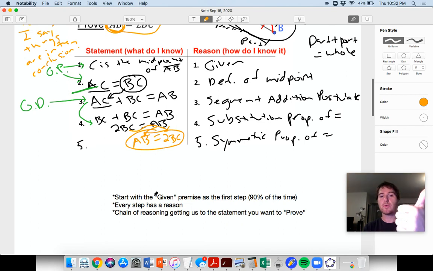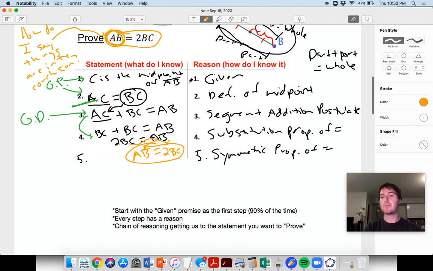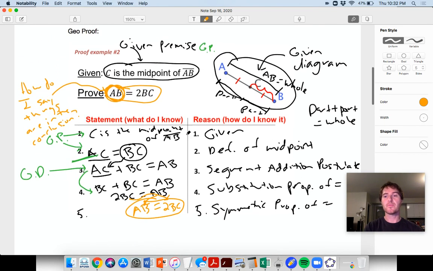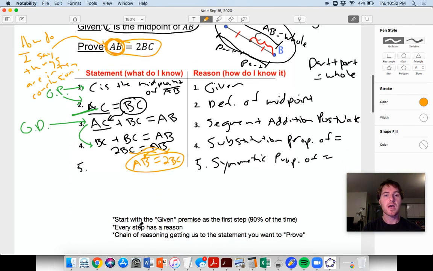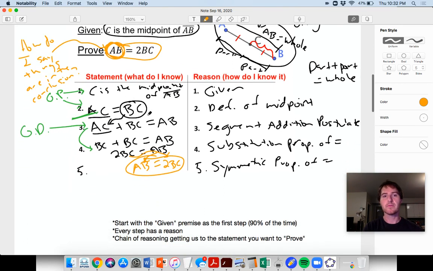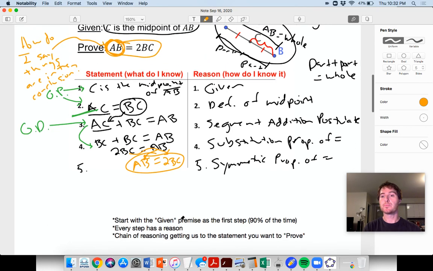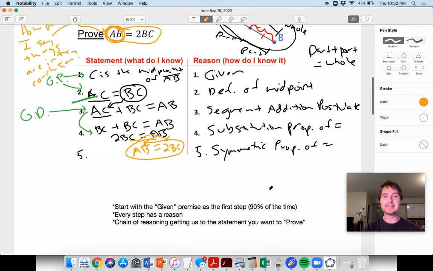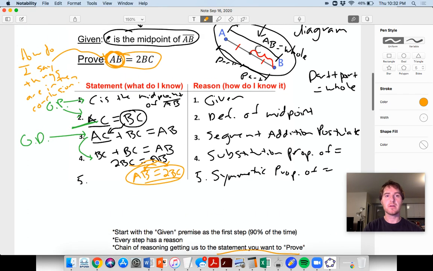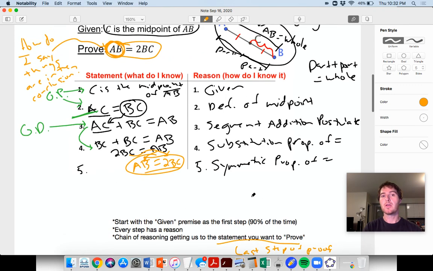To summarize, right? We start with the given premise as the first step about 90% of the time. So that's it. We take our given premise, first statement, and kind of proving this. Every step has a reason, right? Given for the first step. And as we built on here, started to see as the midpoint, the reason why I know that AC equals BC, well, definition of the midpoint. And then the chaining of reasoning gets us to the statement you want to prove, which is this, right? That's going to be the last step. The statement you want to prove is the last step of the proof. And then you're done, right? You know you're done once you've said this, circled in yellow here.